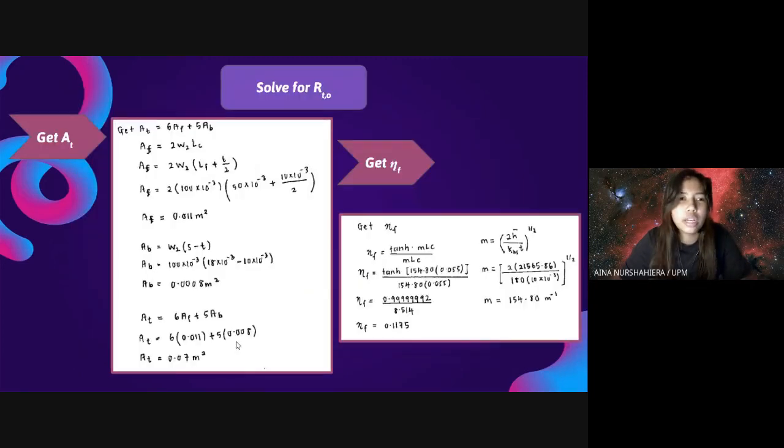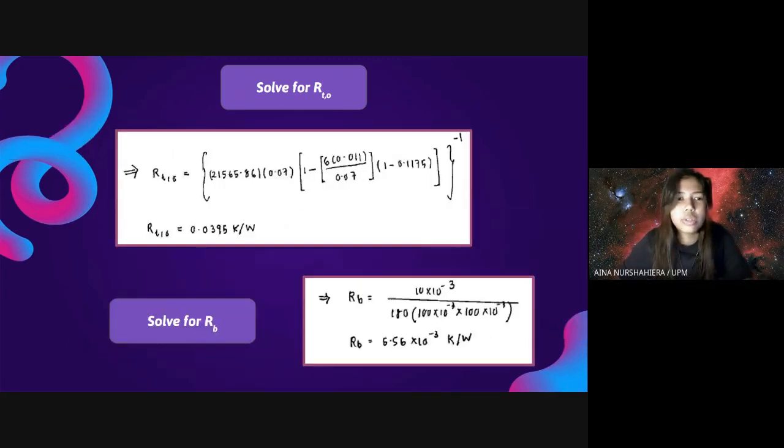And next one, we can solve R_to, but then we need to find the A_t and efficiency of the fin first, using the previous formula that we have obtained from table 3.5, and we get A_t as 0.07 and A_f as 0.011 meter squared, and the efficiency of the fin is 0.177. Sorry for that.